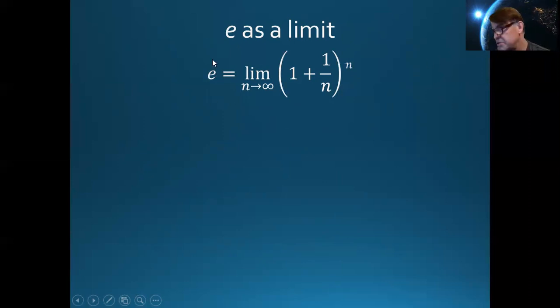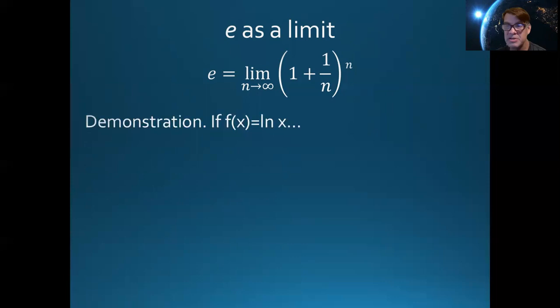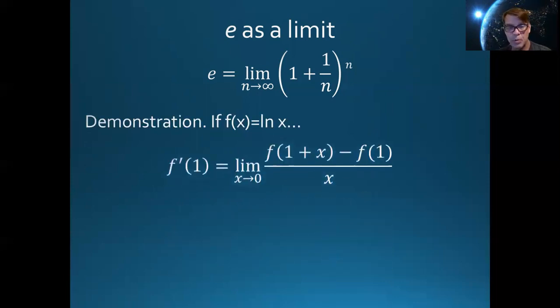And since we have all this time on our hands, let's go ahead and show how this can be the case. Let's say that f of x is the natural log of x. So the derivative of the natural log of x at 1 is 1. We know that because the derivative of the natural log of x is 1 over x, and when x is 1, you have 1 over 1, which is 1.